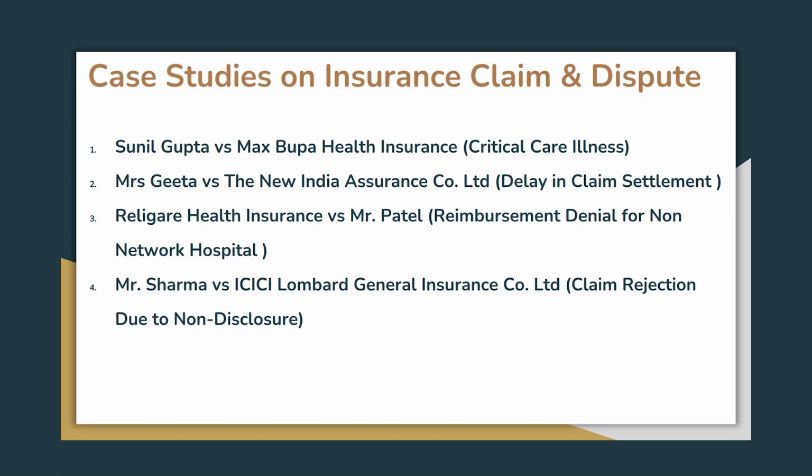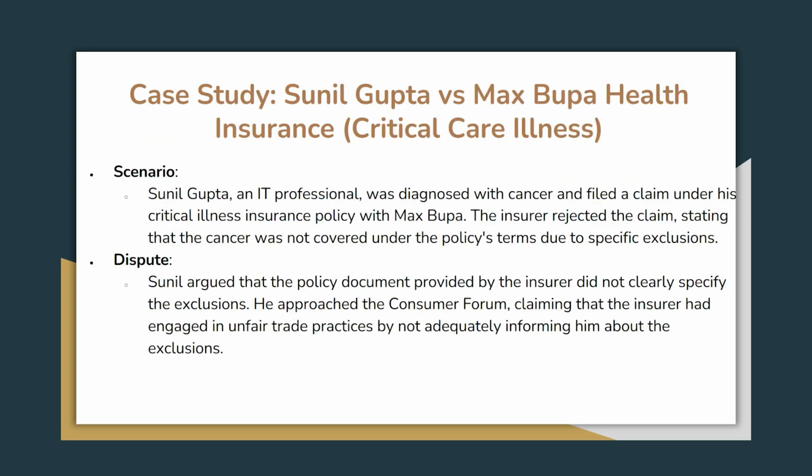Sunil Gupta versus Max Bupa Health Insurance: he was an IT professional diagnosed with cancer, and the claim was rejected, stating that the cancer was not covered under the policy terms due to specific exclusions. In the dispute, Sunil argued that the policy document provided by the insurer did not clearly specify the exclusion. He approached the consumer forum, claiming that the insurer had engaged in unfair trade practices and had not adequately informed him of the detailed exclusions.